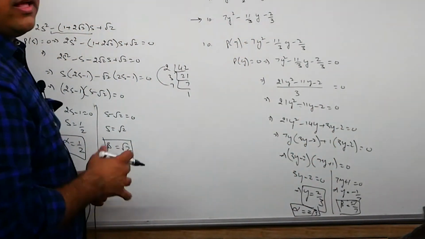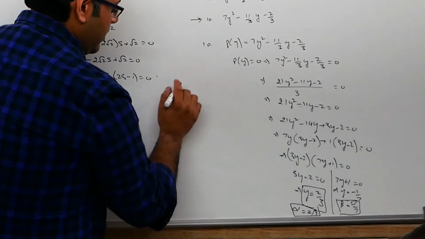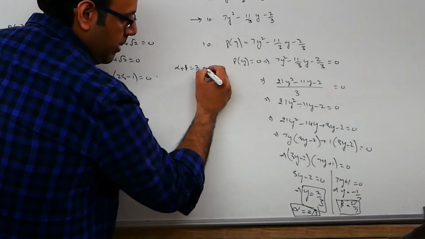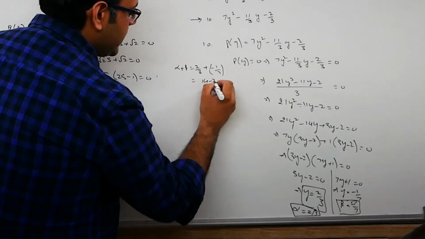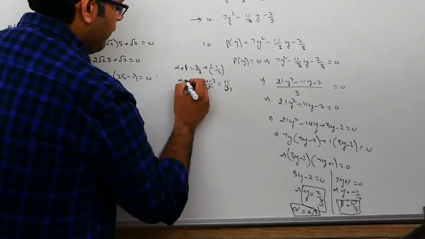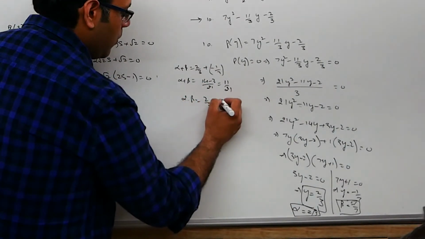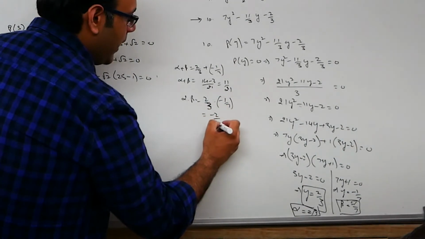Alright, I can verify the relation now. So first of all, alpha plus beta will be 2 by 3 plus minus 1 by 7, which is 14 minus 3 upon 21, which is 11 by 21. Alpha plus beta, and alpha into beta, which is 2 by 3 into minus 1 by 7, which is minus 2 by 21.